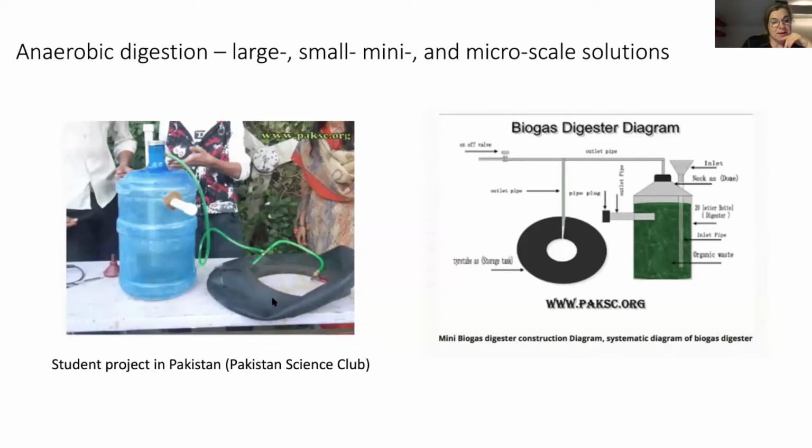Here was an example from students. They wanted to show, when you have slurries in a simple water canister, that it inflates over time the tire here to demonstrate that gas is evolving.